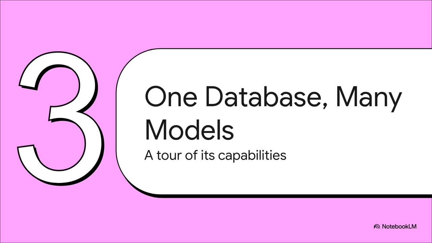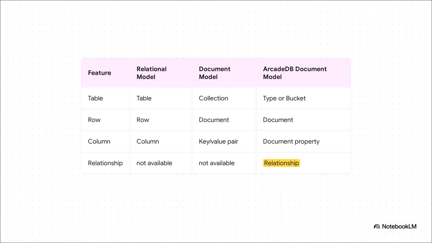All right, so let's pop the hood and take a quick tour of what this thing can actually do, because this multi-model capability is where ArcadeDB really starts to shine. Okay, now take a look at this. If you've ever used a relational or a document database, most of this is going to look super familiar, right? A table is a collection, a row is a document. Easy enough. But now look at that very last row. Relationship. That's the game changer. It's not something you have to figure out on your own. It's a first-class citizen baked right into the database.